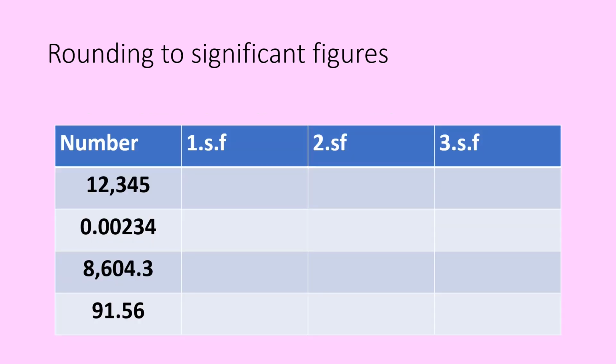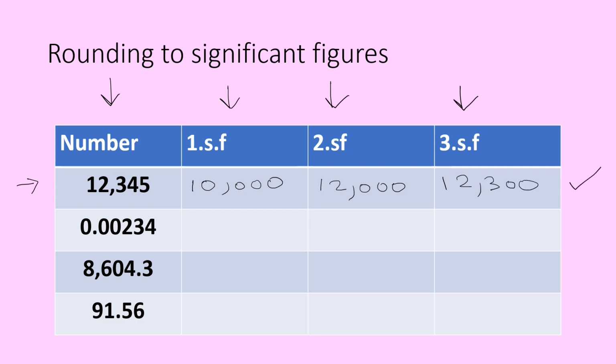So let's fill in this table. We've got the numbers over here, and then I need to round to one significant figure here, two significant figures here, and three significant figures here. So the number, let's do 12,345. To one significant figure, that would be 10,000. To round to two significant figures, that would be 12,000. To round to three significant figures, that would be 12,300. Done.